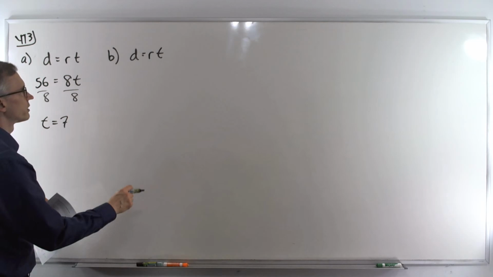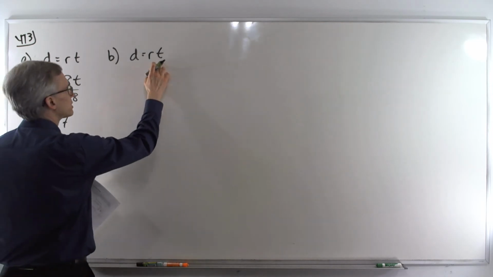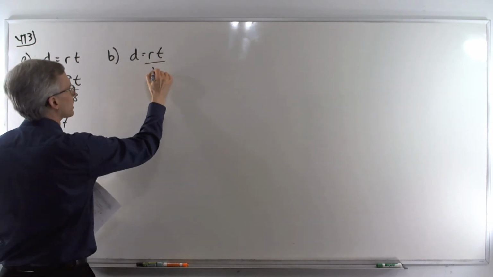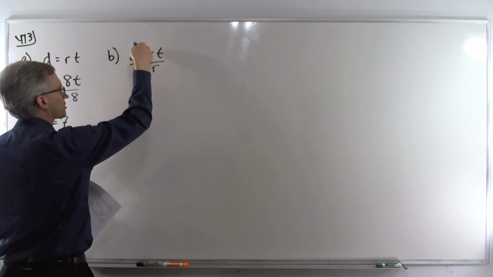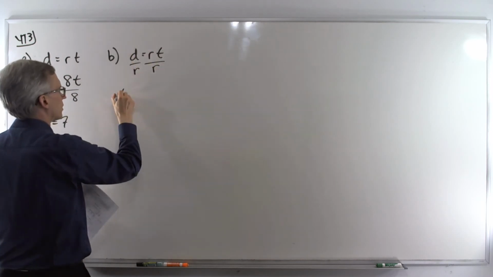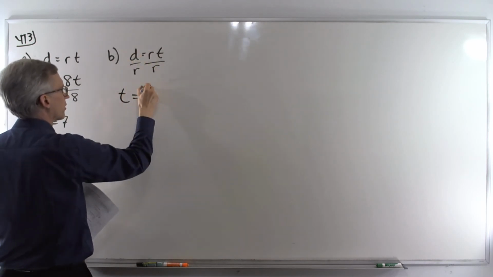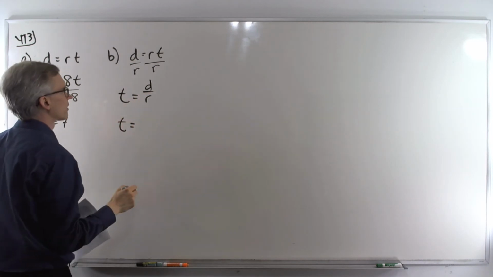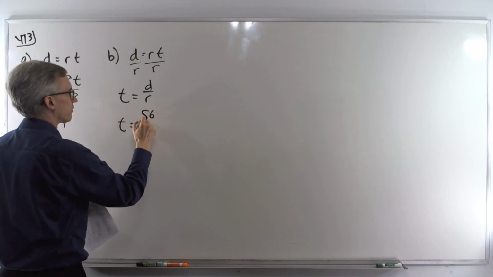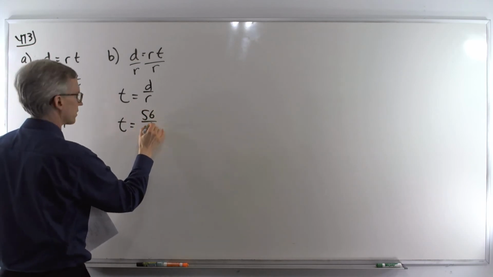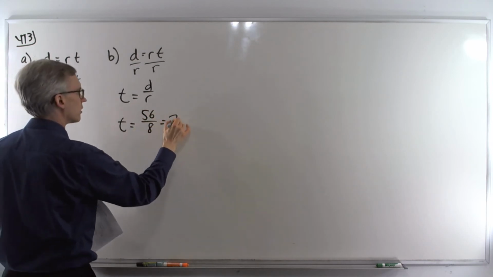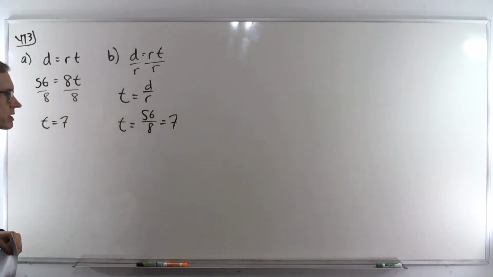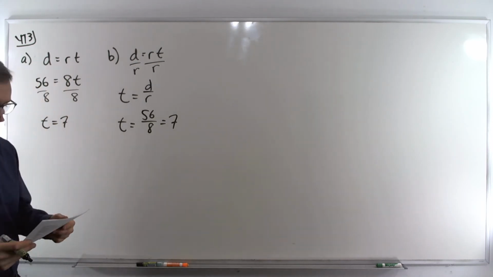Now over here, what we can do is we're going to solve for t. So we're going to divide both sides by r. The r's cancel here. We just have d over r. And then plug in the values. 56 and 8 for r. And that gives us 7. So we get the same answer either way.